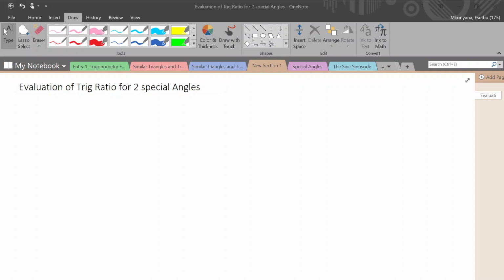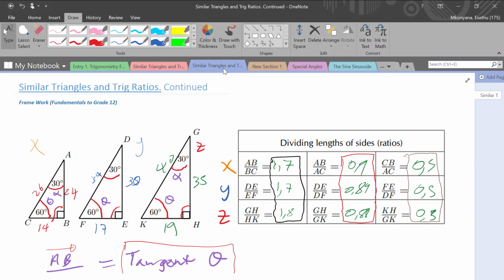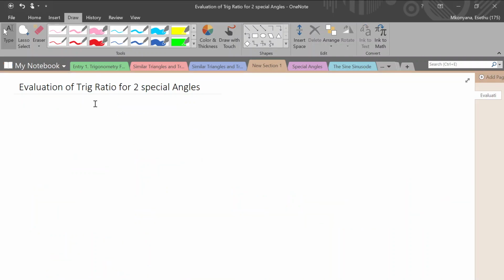Okay. Now that you've seen or you understand what the origin of trigonometric ratios is, where they come from and how they relate to similar triangles, in this section we are going to have a short video where we look at evaluation of trigonometric ratios for two special angles. Those angles are 90 degrees and 0 degrees.